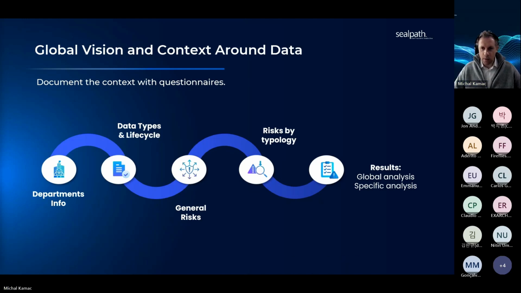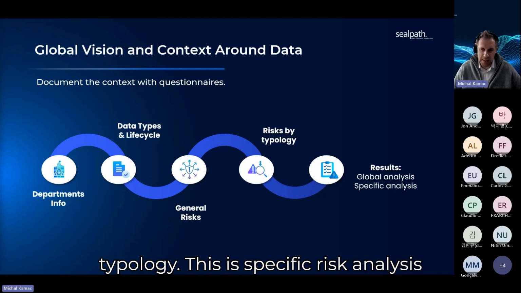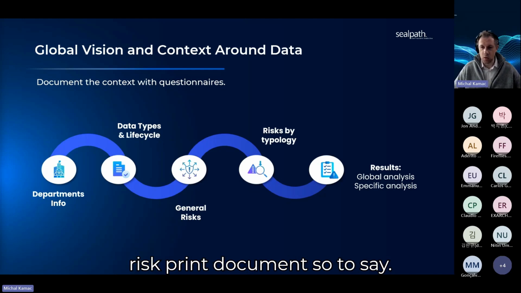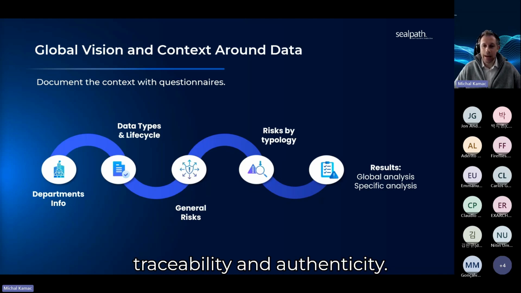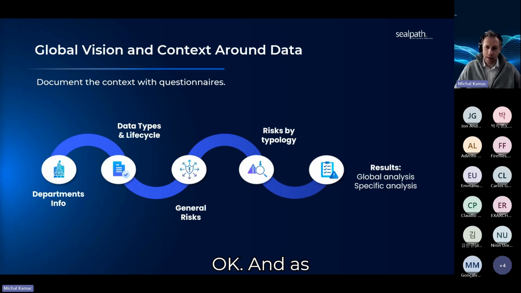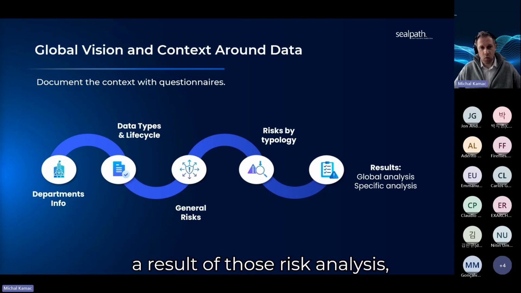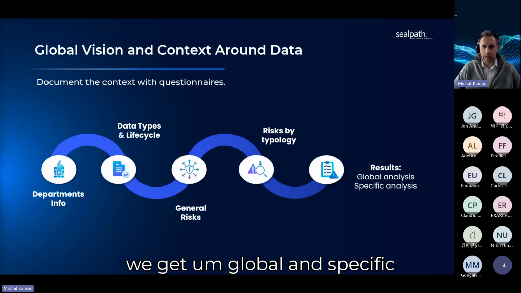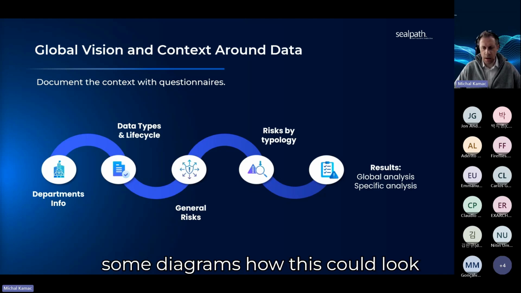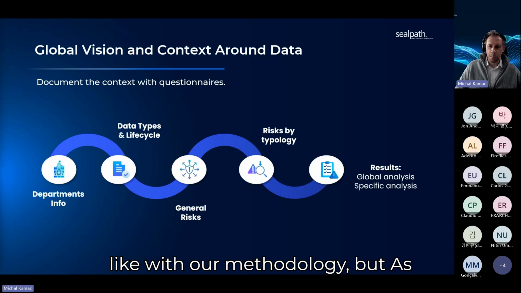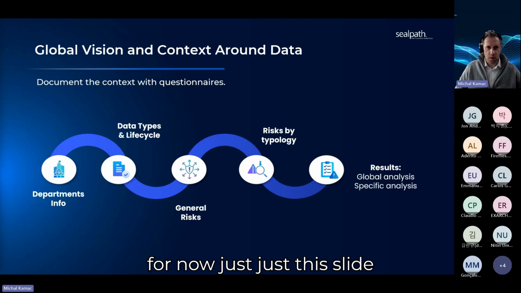Okay. Then we get to the risk by typology. This is specific risk analysis, risk per document, so to say. So risk per security dimension is measured here. The security dimensions are confidentiality, integrity, availability, traceability, and authenticity. Okay. And as a result of those risk analyses, we get global and specific risk analysis. I will show you some diagrams of how this could look with our methodology. But as for now, just this slide here.